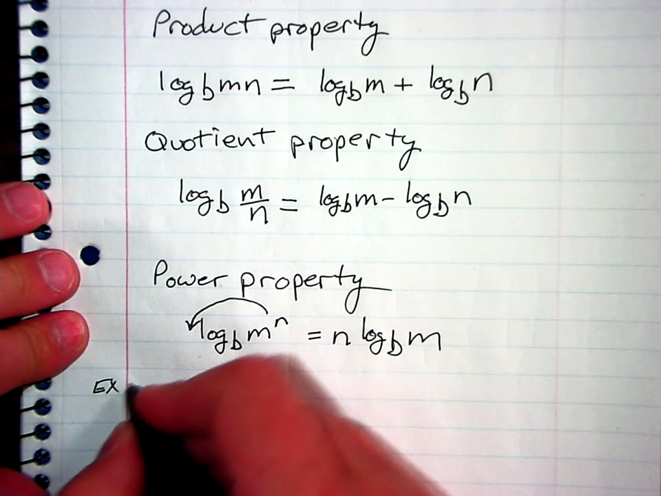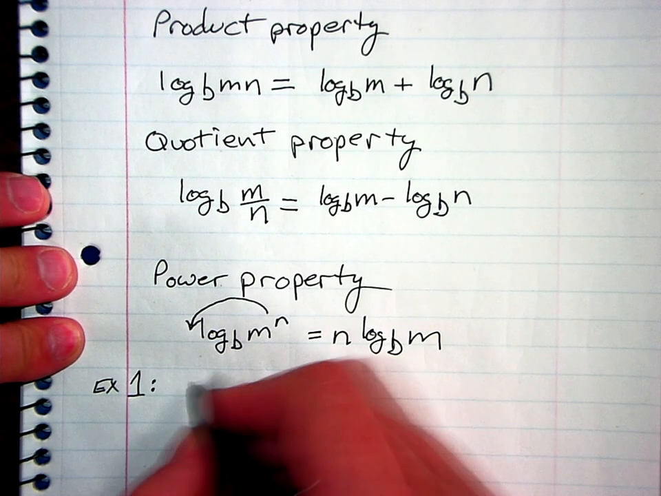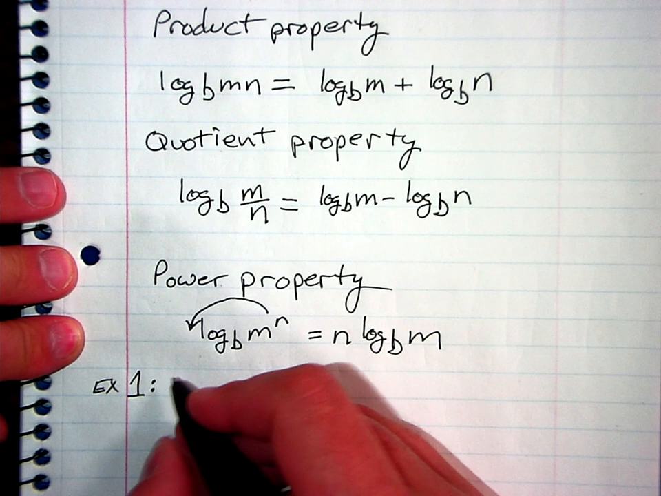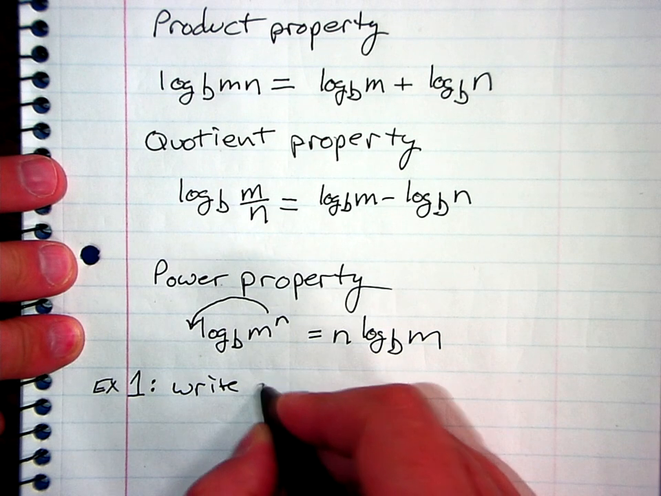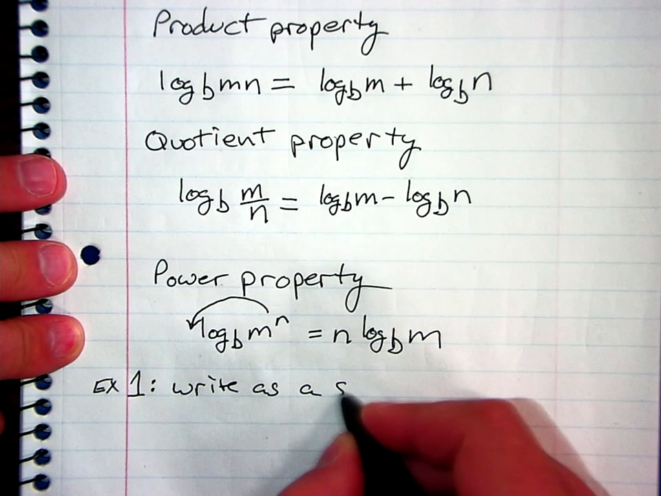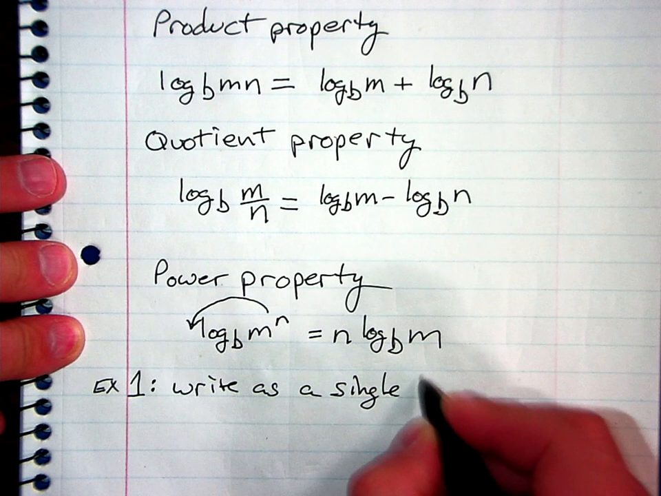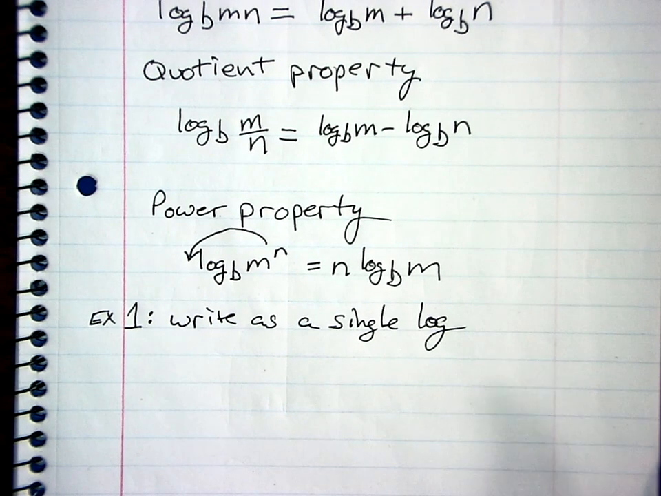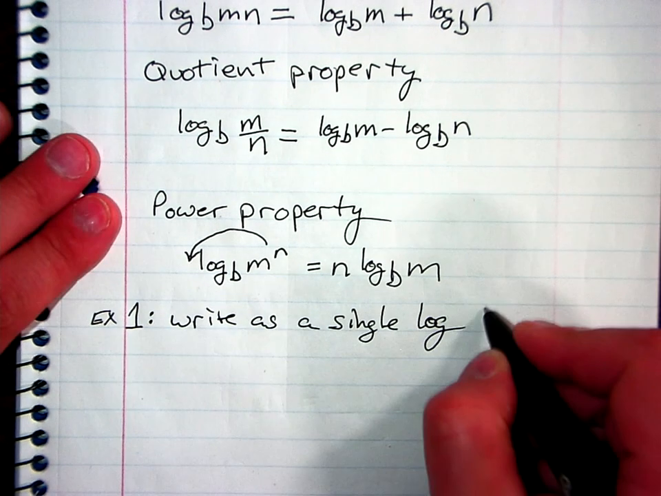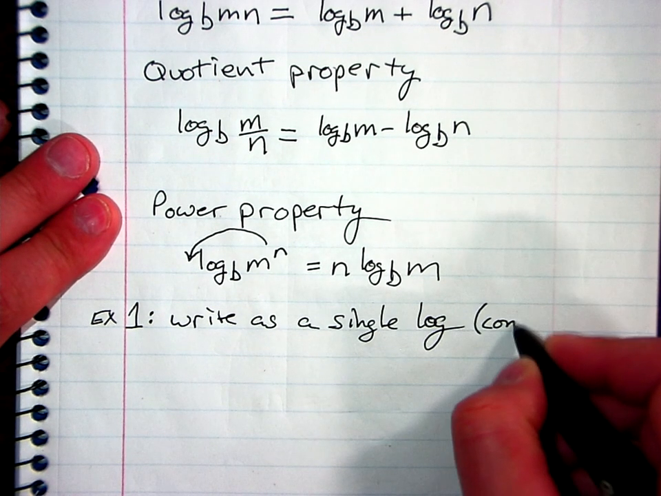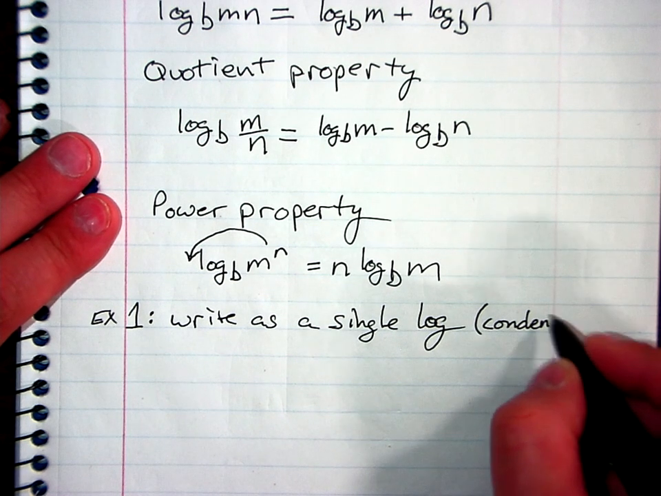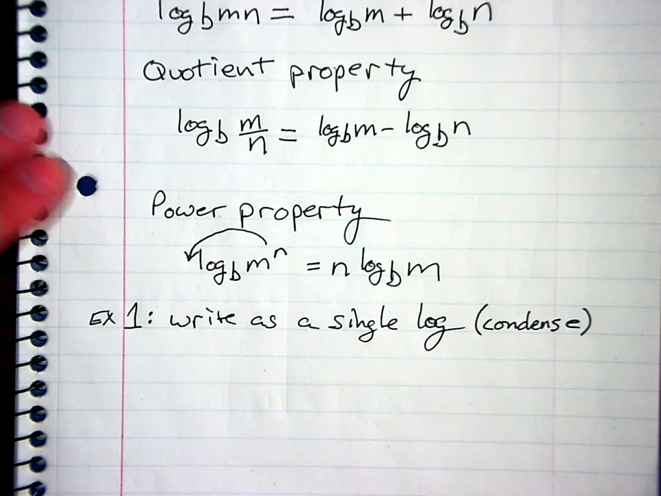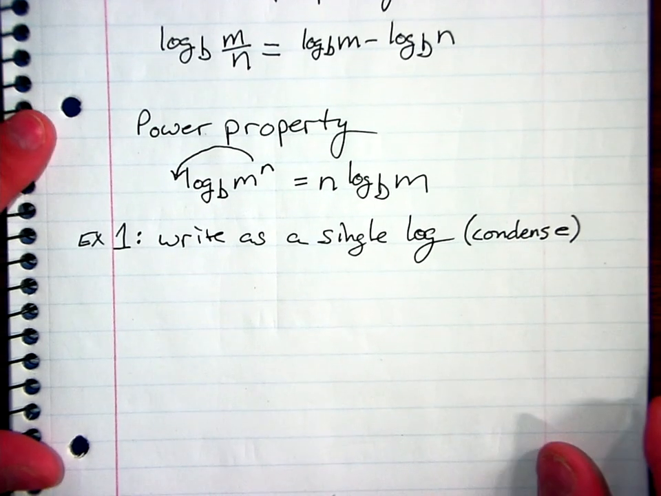All right, example 1. Sorry, we got to go. Write as a single log. So we are condensing, not expanding, but condensing. I'm going to put that in parentheses. Condense. My job is to teach you math, not spelling.